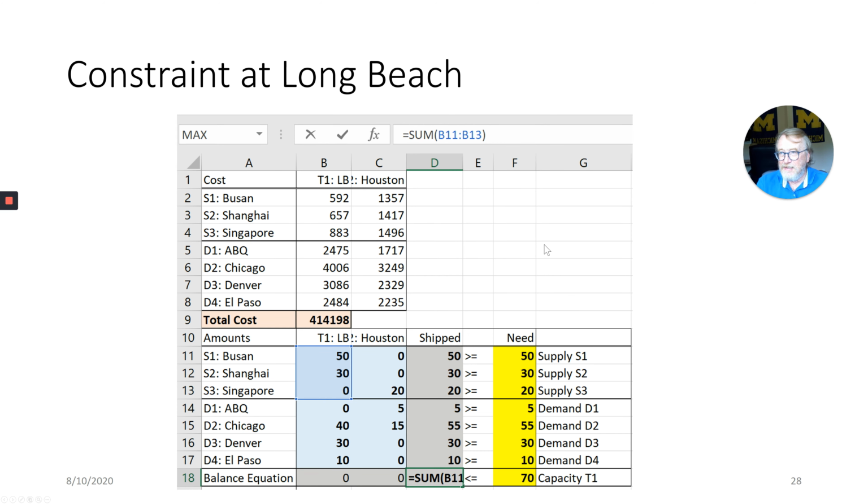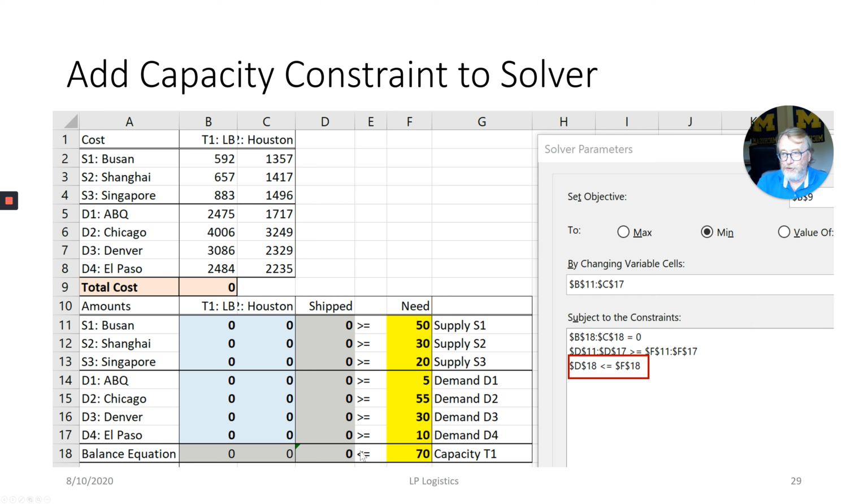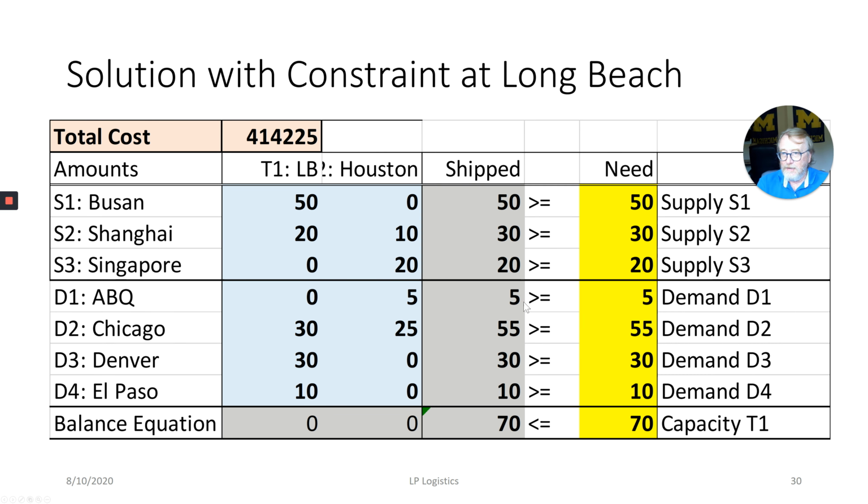So I put that constraint in, and again, with this matrix, you just put it in wherever you can find room. I just took the sum. Okay, how much is going into Long Beach? What's the capacity? It's these three cells, B11, B12, and B13. That's the sum, and that has to be less than or equal to 70. I just go ahead and add that constraint to my model. So D18 is less than or equal to F18, and everything else is the same. And then I just go ahead and solve, and what do we get?